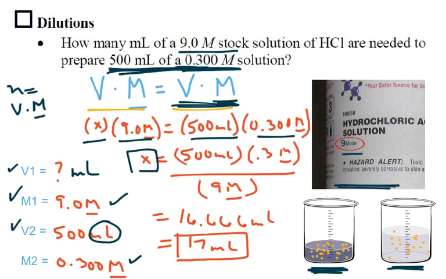It works out fine. So our answer when we're all done, my calculator says 16.666 repeating milliliters, which rounding off to 2 significant figures, I'm going to call that 17 milliliters. So if we had 17 milliliters of the concentrated 9 molar solution, we could dilute it up to 500 milliliters, and then the concentration would be 0.3 molar. And that's how we do that kind of problem.